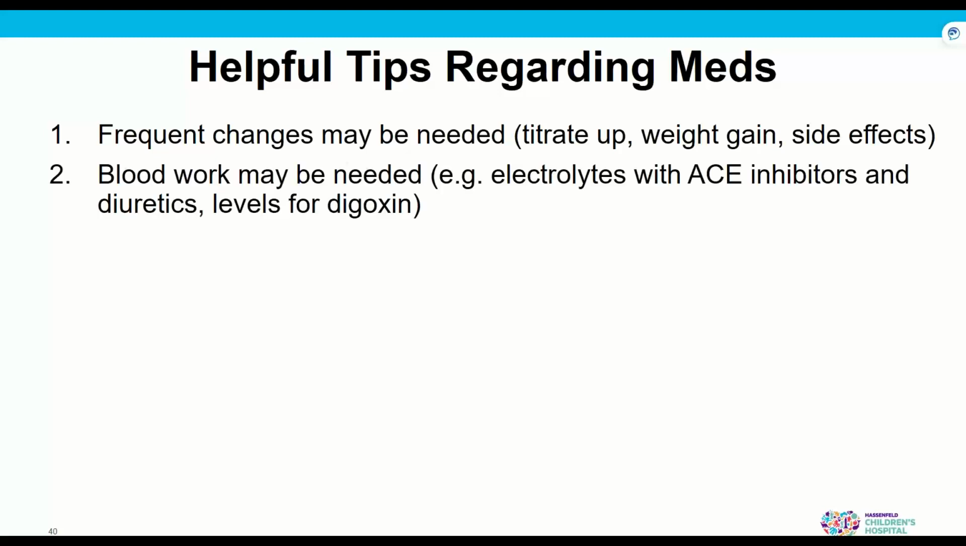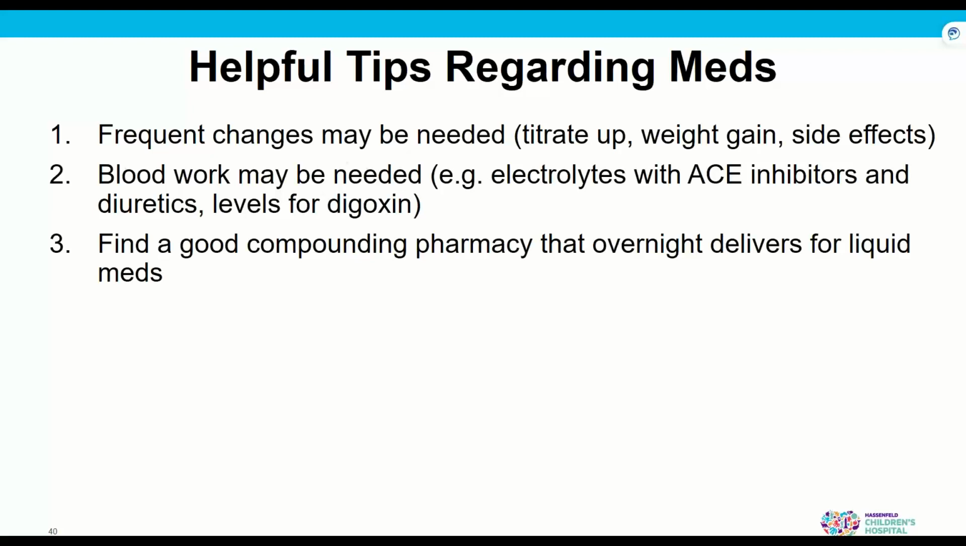Unfortunately, we do need to do a fair amount of blood work. So with ACE inhibitors and diuretics, we have to follow electrolytes very closely. If you're on digoxin, again, because there's a risk for toxicity, we have to check levels. So blood work is important. So ask your cardiology team at every visit if blood work is needed.